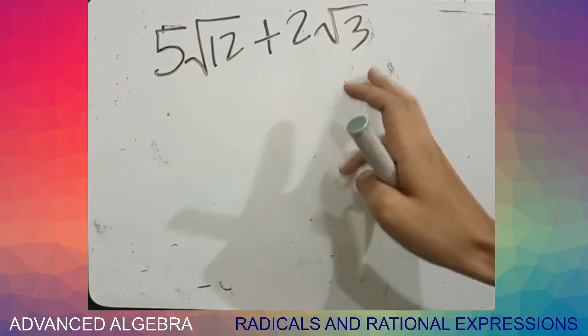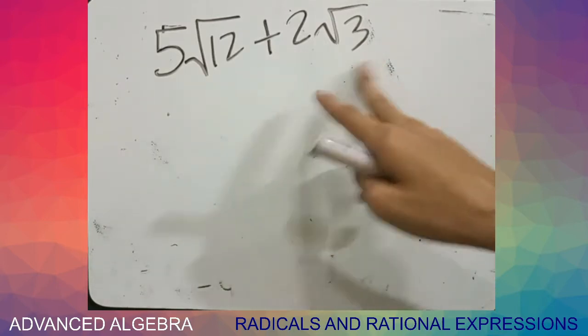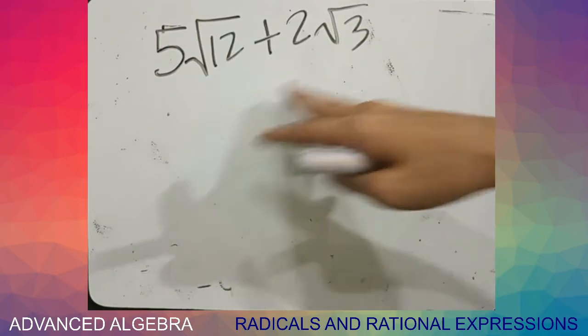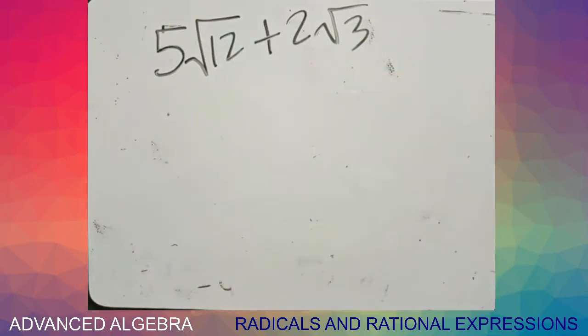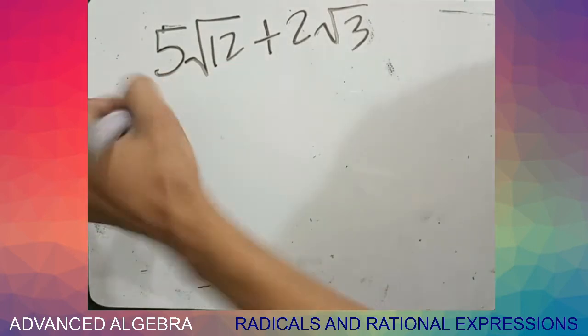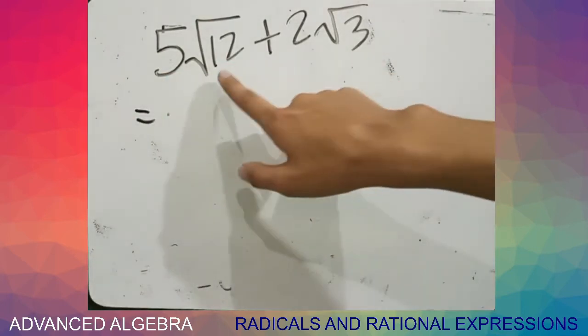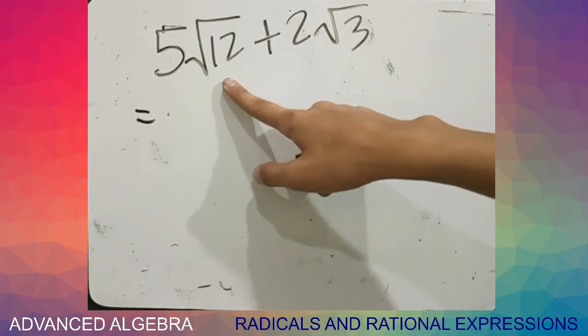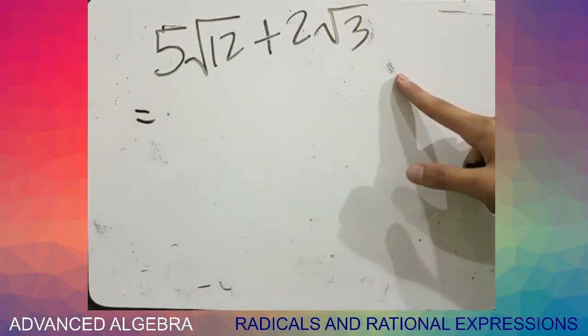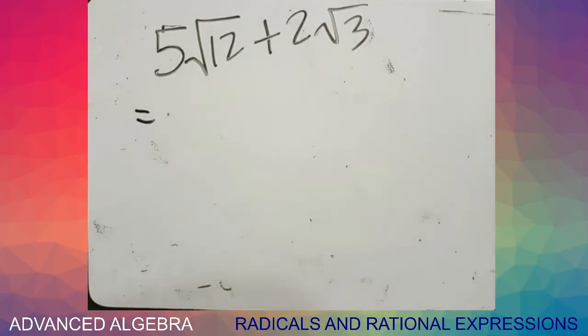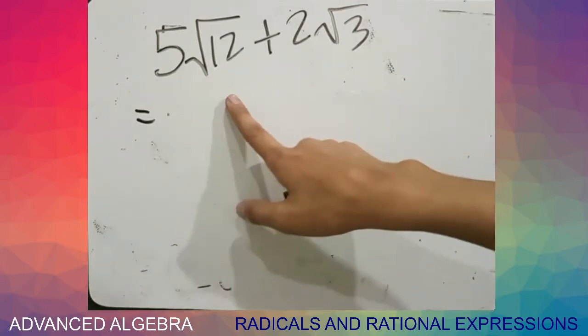So, kailangan magkaparehas daw yung ating square root. Okay? So, dapat square root of 3 din ito. Okay? So, paano natin gagawin yan? Kasi, kung hindi siya, yung 12 natin, wala siyang perfect square root, ay, yan na yung sagot natin. Hindi natin siya masisimplify pa. Okay? So, try natin i-factor si 12.